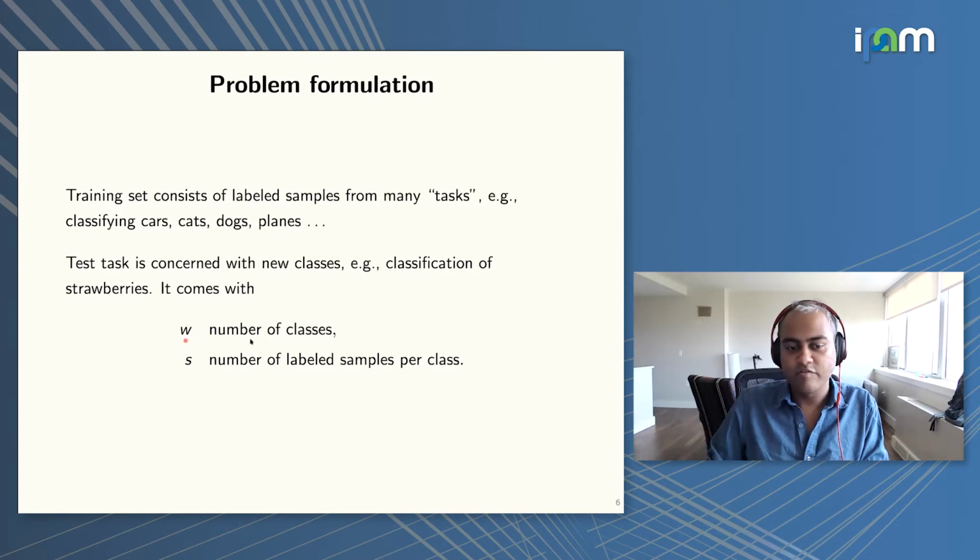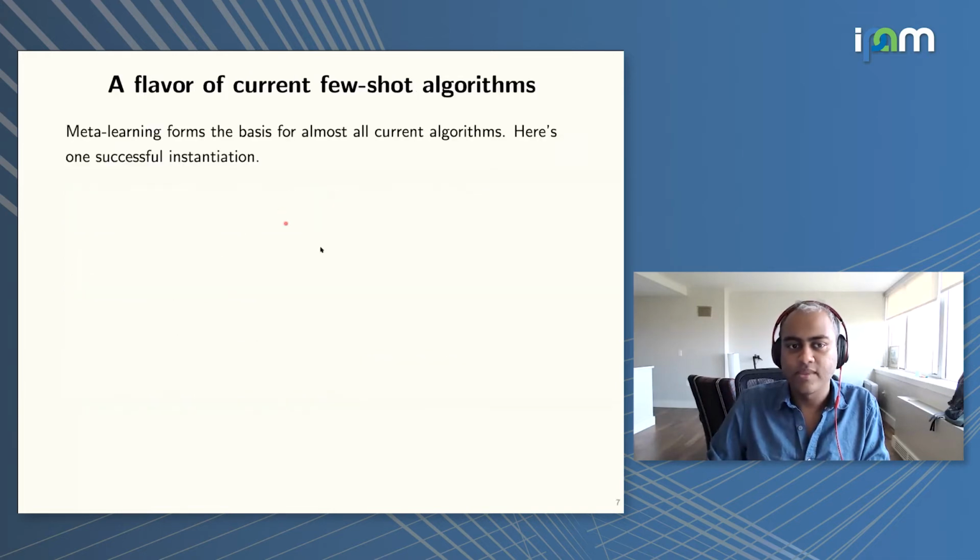I have a few new classes, let's say 3 kinds of strawberries, which is called ways in this literature, W. And I have a few labeled samples from these new classes, let's say 5 labeled samples or 2 labeled samples from each of these classes. When people say few shot learning, what they really mean is that the number of labeled samples from the new classes is small. The number of samples from the old classes can be very large, because these are after all frequently occurring classes. It's easy to get that kind of data.